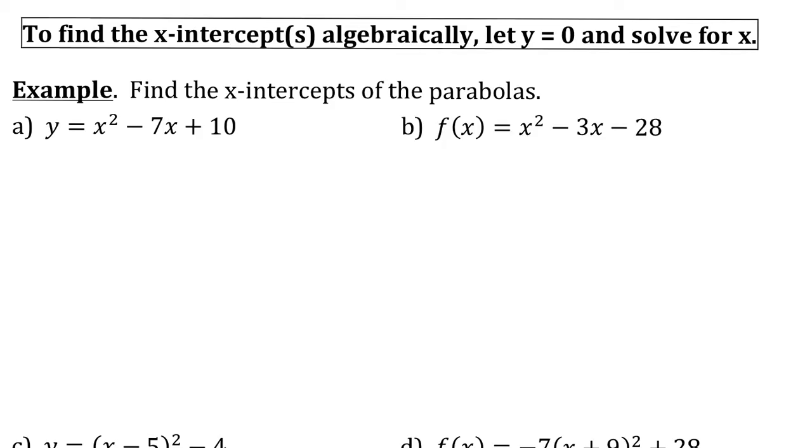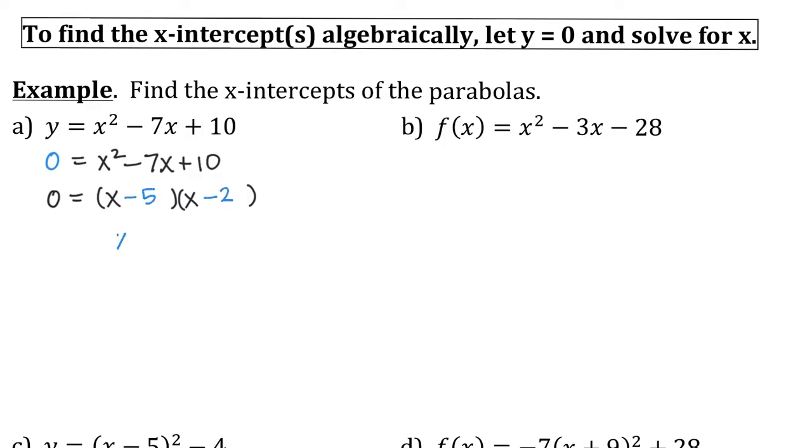So let's look at this first one. Where the y is, I'm going to substitute 0. Now I have x squared minus 7x plus 10. Because this is in standard form, the easiest way to solve it would be to factor it. Because it starts with x squared, I could factor it fairly easily. So x times x, and what do I multiply to get 10? 5 and 2, does that add up to negative 7? Let's make it minus 5 and minus 2.